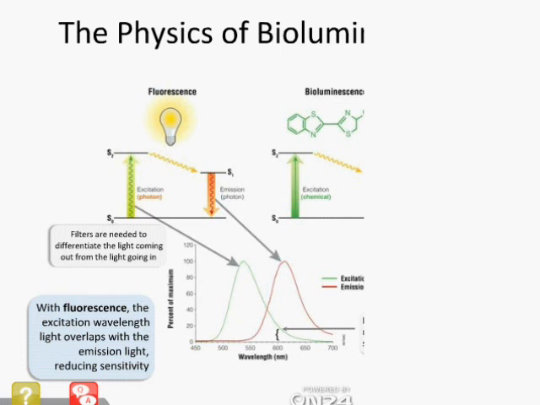Luminescence, on the other hand, shown on the right-hand graph, uses chemical energy absorbed by the luciferin molecule to create this excited state intermediate. Therefore, there's minimal background because there are no photons that are required to be input into the system to create this excited state, resulting in a more sensitive assay.